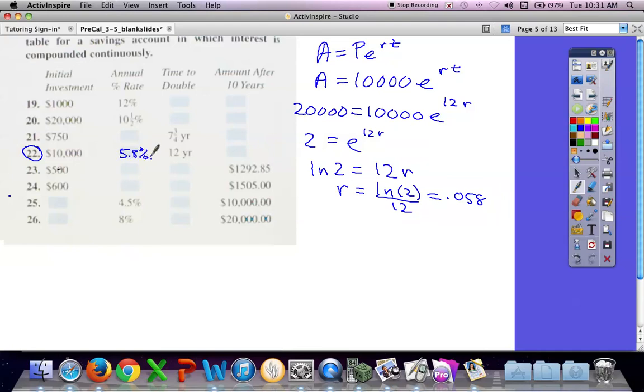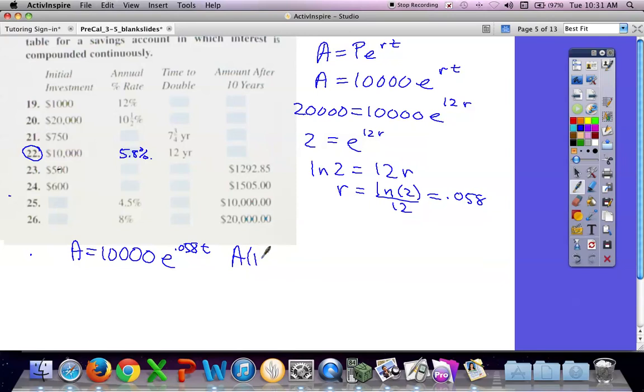Okay. So now our new formula is the amount is 10,000 e to the 0.058 times t. Okay, we have to answer the question, how much will there be after 10 years? So what will we do? Yeah, at this point you could just plug in 10 for t and calculate.